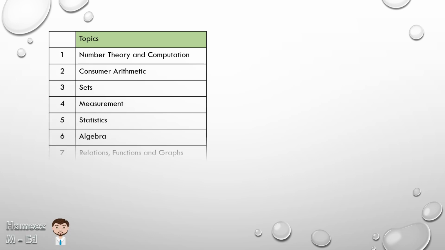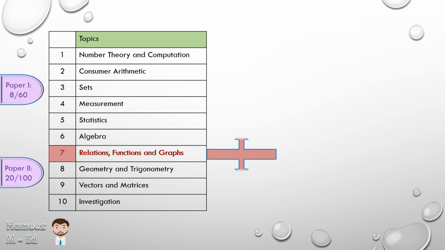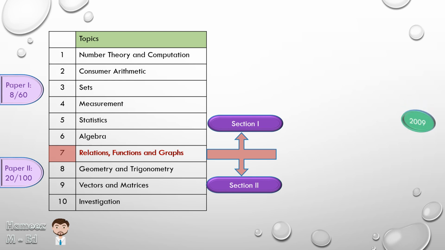Let's look at the 10 major topics in CSEC Mathematics, and in this video we'll be looking at topic number 7, relations, functions and graphs. This topic is tested for 8 questions out of the 60 in paper 1, the multiple choice, and in paper 2 for 20 marks. This comes in both section 1 and section 2. In this video, we'll be looking at only the section 1 questions of this topic. This topic comes every year and it came from 2009 until 2013.